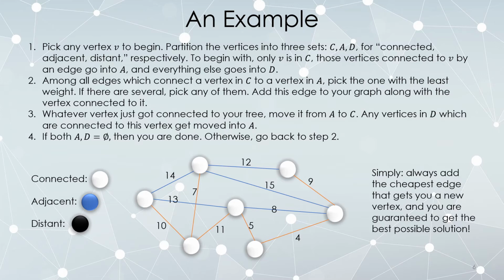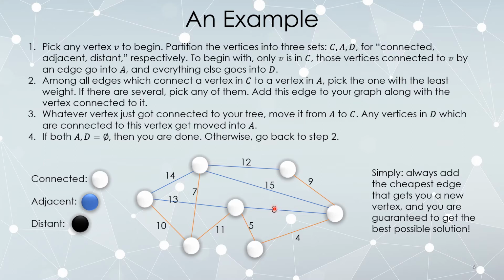Just always add the cheapest edge you can that gets you a new vertex. Okay, in step 2, we're only looking at edges that connect to adjacent ones. If an edge goes between two vertices that are already connected, you don't consider it, which is why this 8 wouldn't be considered at any point. If you had already gotten all 3 of these vertices in, then since these two would be already considered connected, you just wouldn't look at this edge anymore.